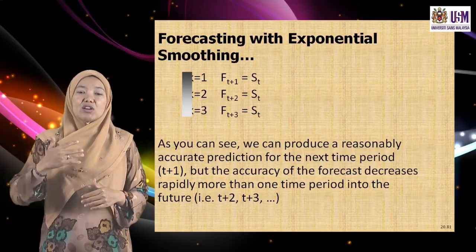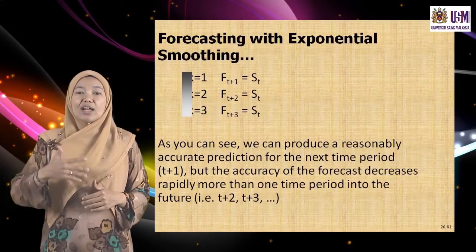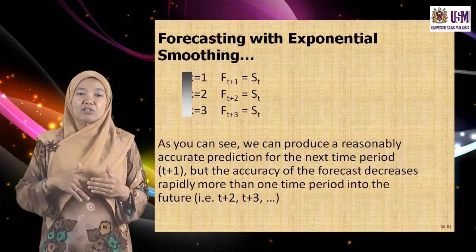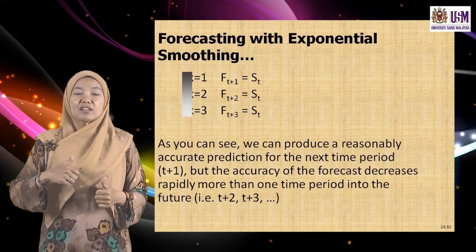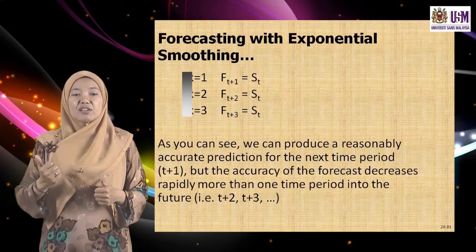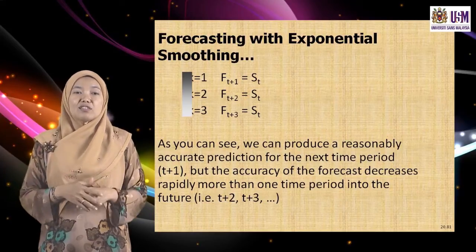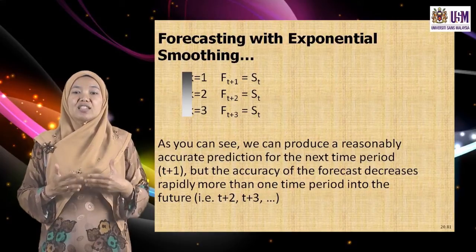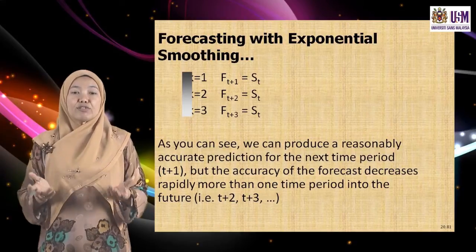But the accuracy of your forecast decreases rapidly for more than one time period into the future. That means from the current period to the next period, your forecasts are doing okay, but from the next period to the next period, it's getting not okay, but still you can use it, that's the best that you can do. The degree of accuracy decreases as you forecast further into the future.